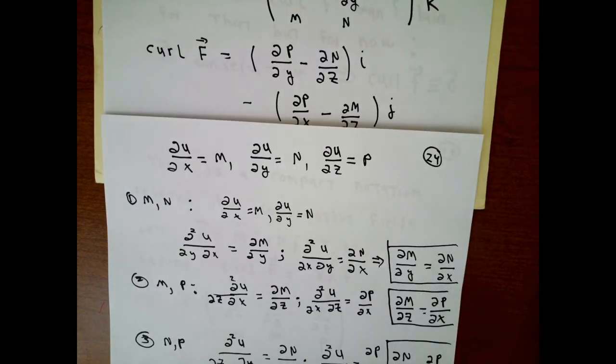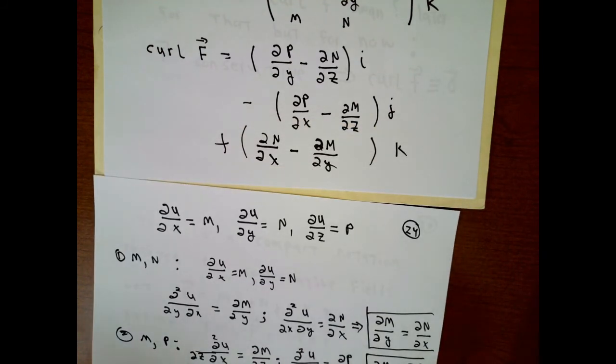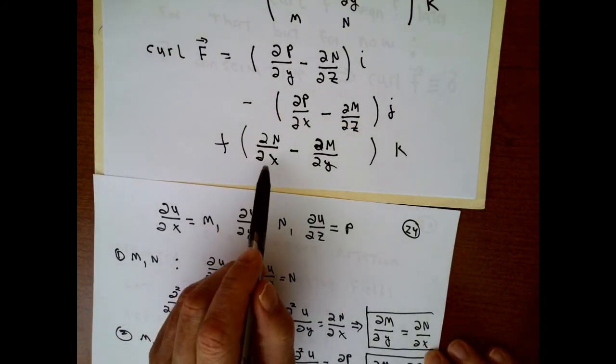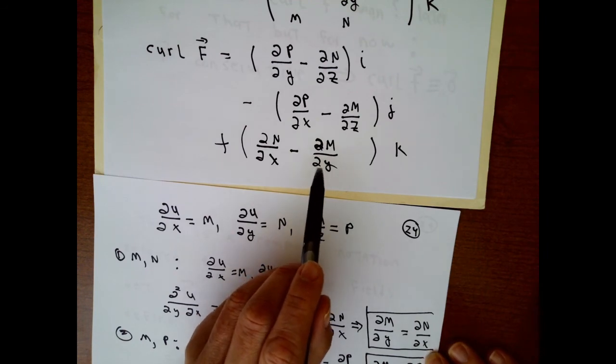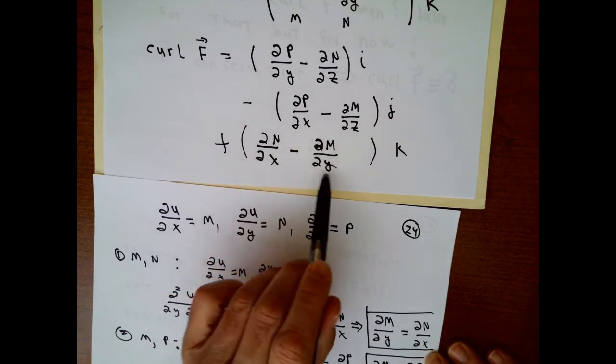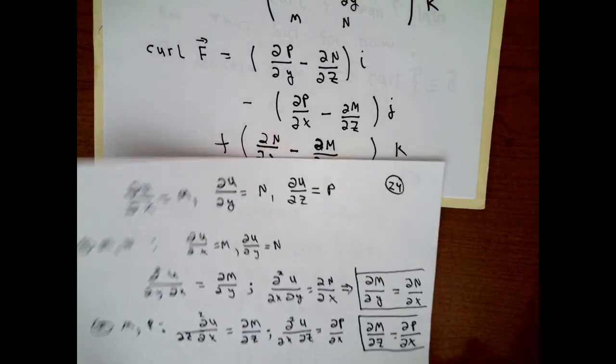If you think back to what we did earlier, one of the things that has to be true if a vector field in 3 dimensions is supposed to be conservative is that partial of n with respect to x has to equal partial of m with respect to y. So, partial of n with respect to x minus partial of m with respect to y. If the original field were conservative, this would be 0. But what about the rest of it?